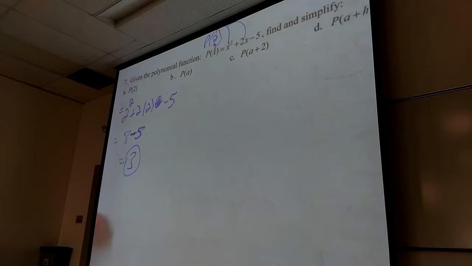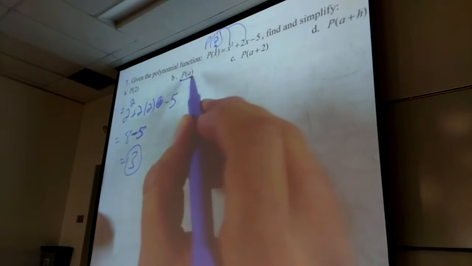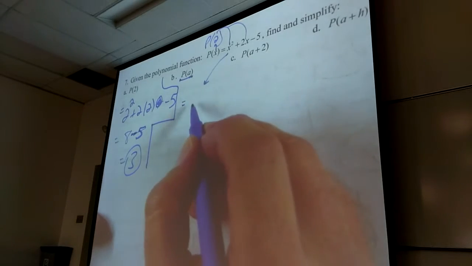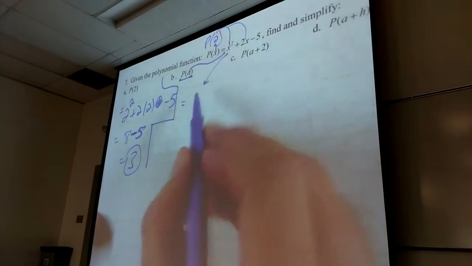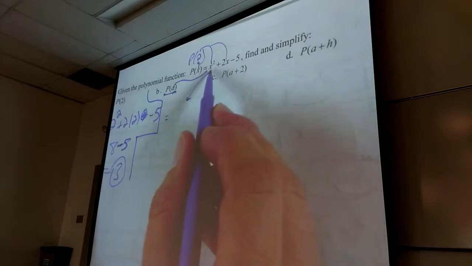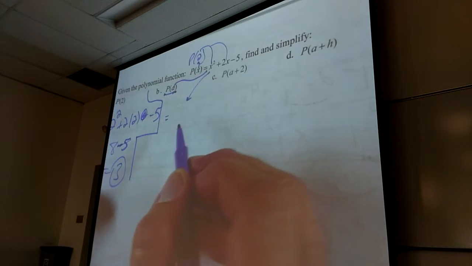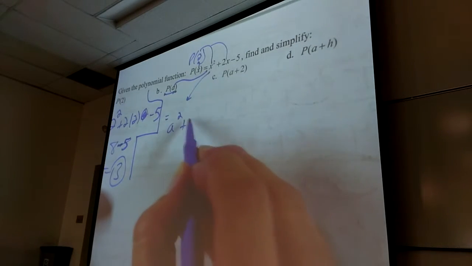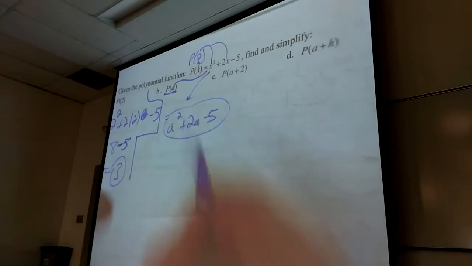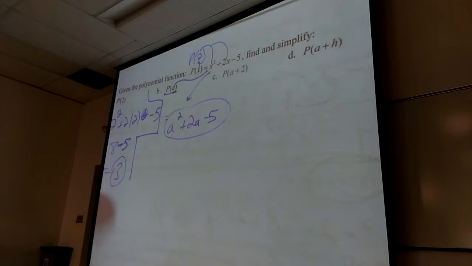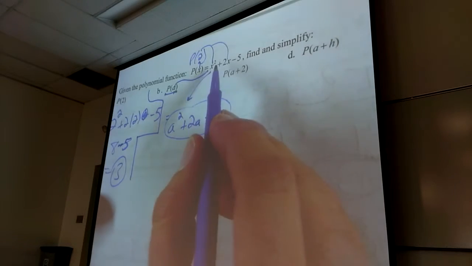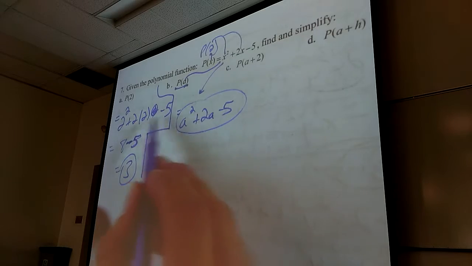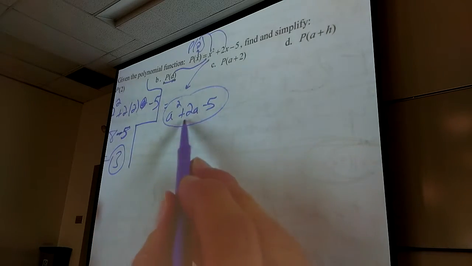Function notation. So what is this telling you to put in place of x? A. So instead of x squared plus 2x minus 5, put an A in place of x, and you get A squared plus twice A minus 5. That's it. If P of x is x squared plus 2x minus 5, P of 2 is 2 squared plus twice 2 minus 5, P of A is A squared plus twice A minus 5.